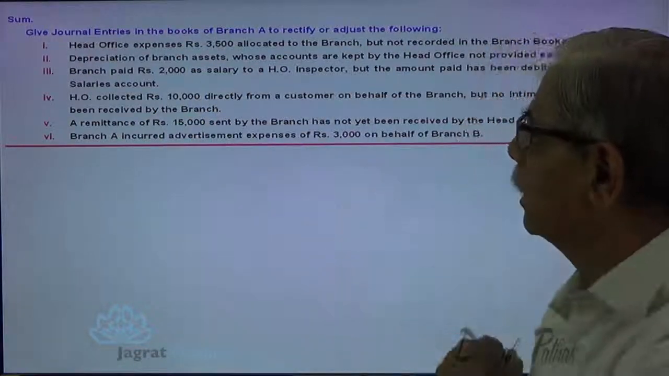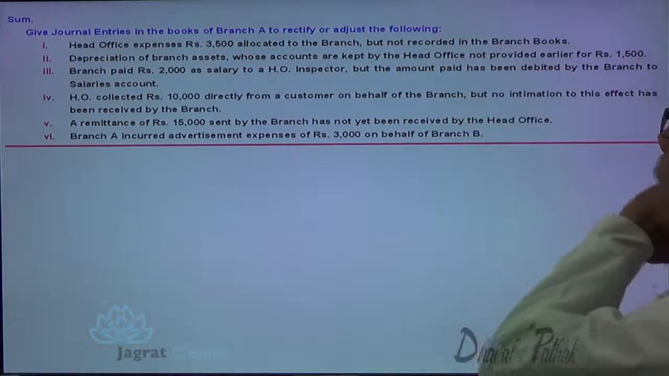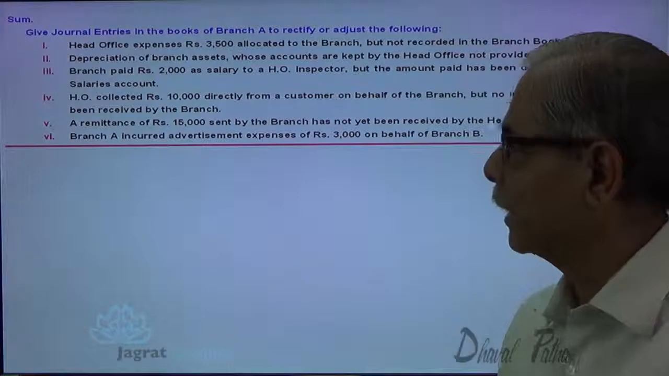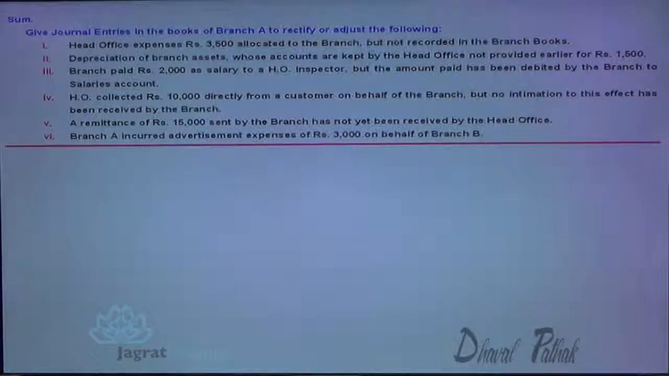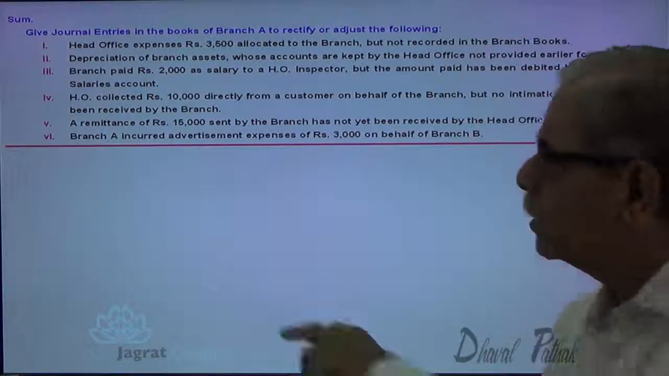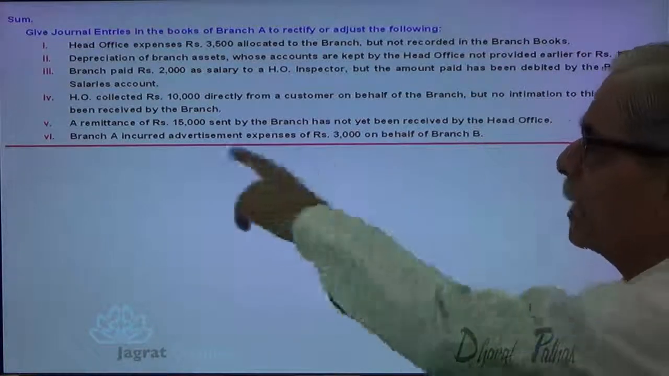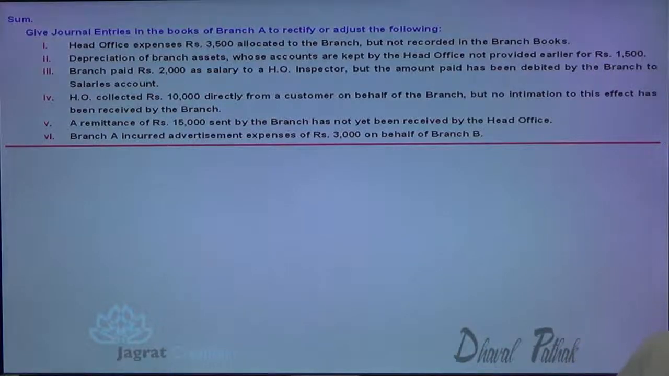Branch paid 2,000 as salary to HO inspector, but amount paid has been debited by branch to salary account. HO collected 10,000 directly from customer on behalf of branch, but no information to this effect has been received by the branch. A remittance of 15,000 sent by branch has not yet been received by the head office. Branch A incurred the advertisement expenses of rupees 3,000 on behalf of branch B. Branch A paid for B. So it is presumed to have been paid to HO.